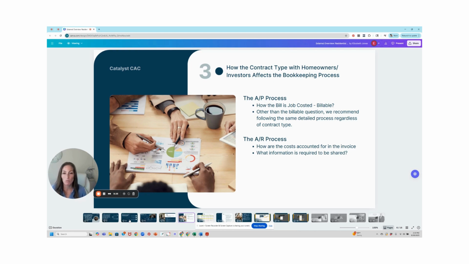Okay, now the accounts receivable process. This one is affected a little bit more noticeably. So when they're creating their construction draws or their pay apps, whatever you want to call it, how are the costs accounted for in the invoice?